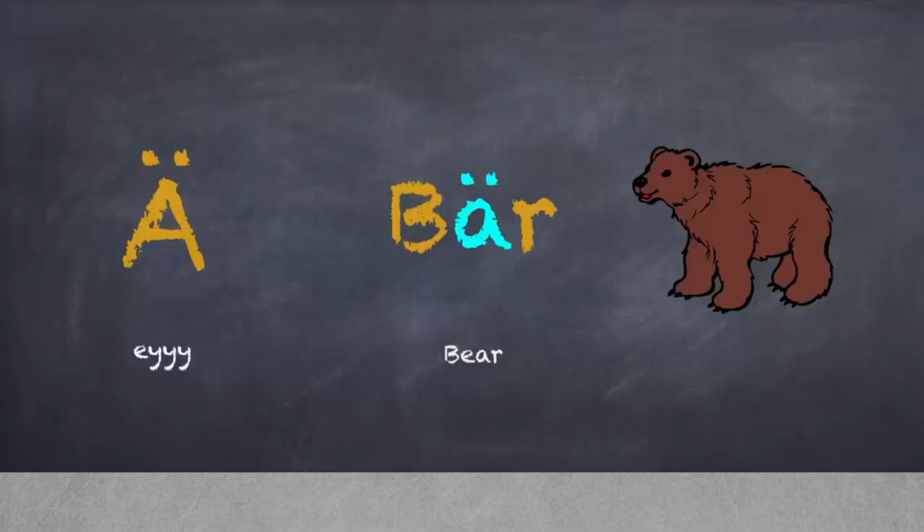Ä. Bär. The 2 dots on top of A are known as umlaut. The sound changes from A to like in Mac or in back. Here the sound is bear.